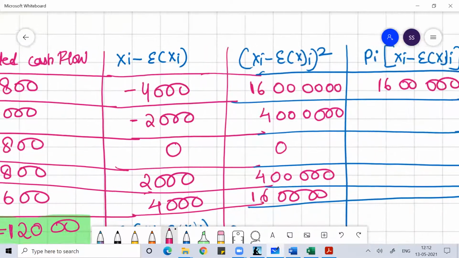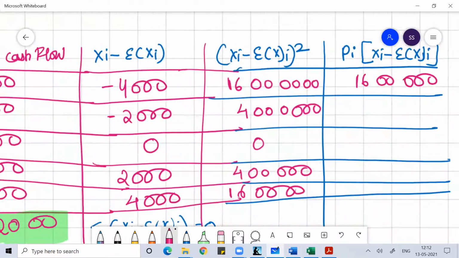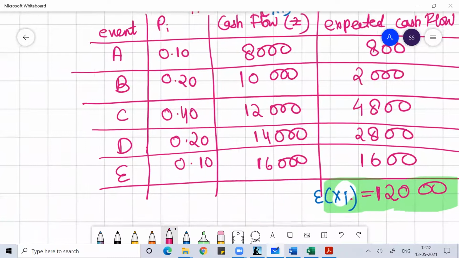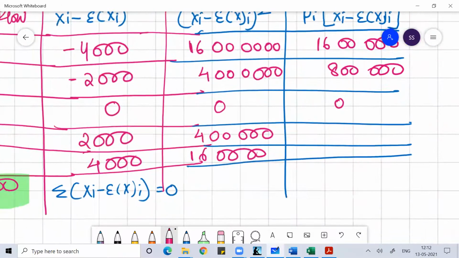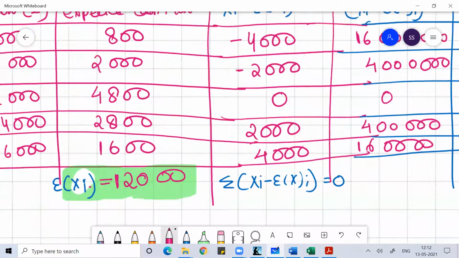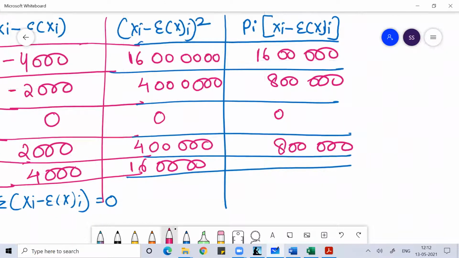So 4 into 0.2: 10% of this would be 4 into 10 to the power 5, and 20% would be 8 into 10 to the power 5, so 8 and 5 zeros. This is 0.2 only, no? 0.2 into the same thing, you'll get the same value. 8 and 5 zeros, then 16 and 0.1, the same probability, so you will get 16 and 5 zeros.